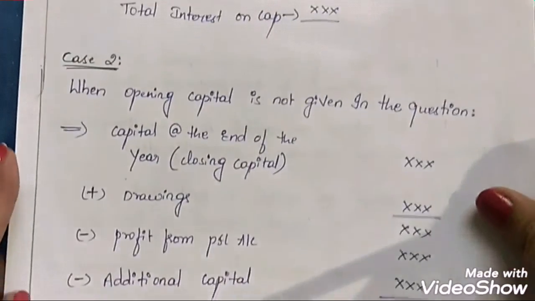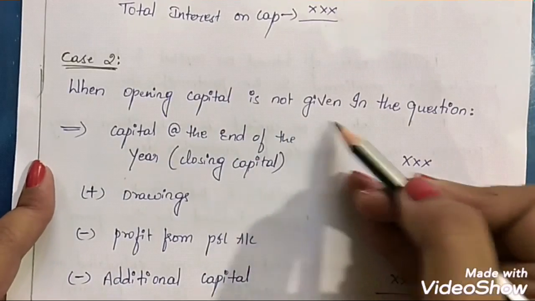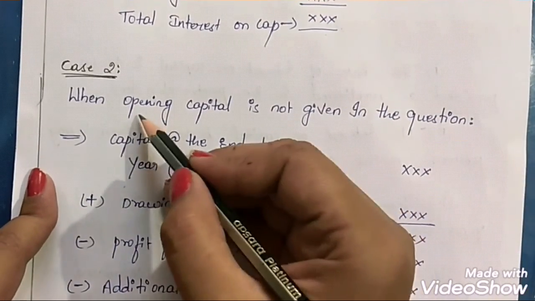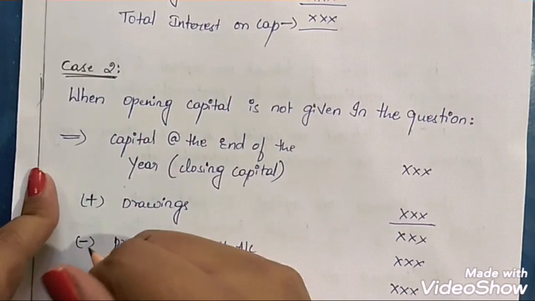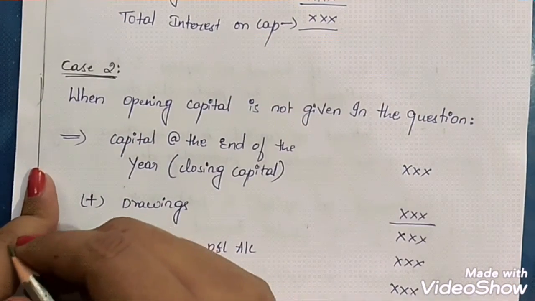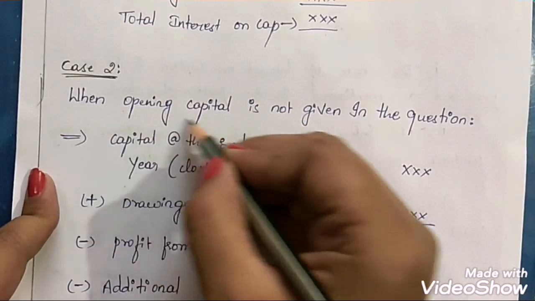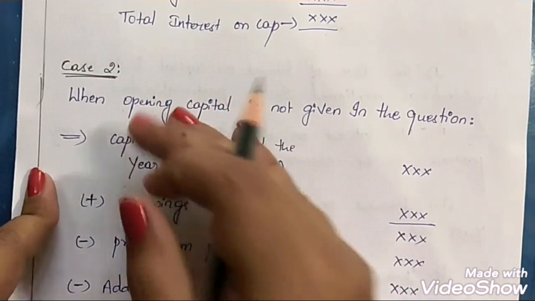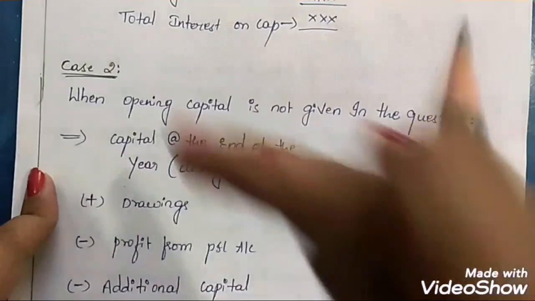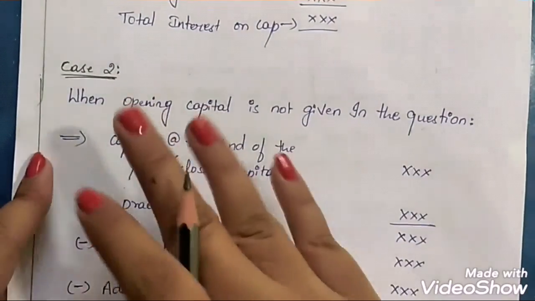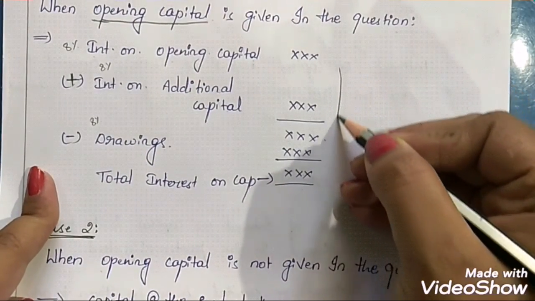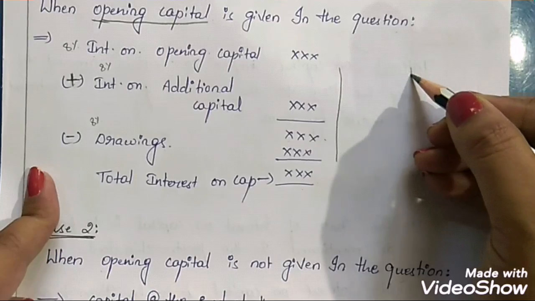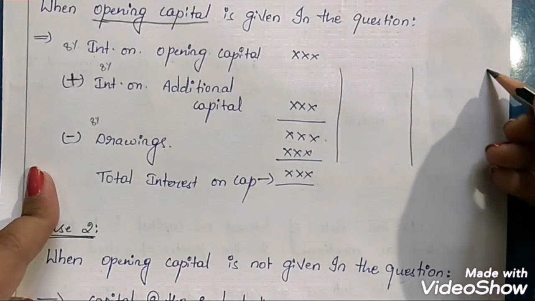Now the second case is when opening capital is not given in the question. See, as I told you, opening capital is very important, right? But if in case it is not given in the question, our first step will be to find out opening capital. So in order to find out opening capital, this is the process. I would like to explain this with the help of a balance sheet. I hope you remember what a balance sheet is, right? In class 11th you must have learnt it.